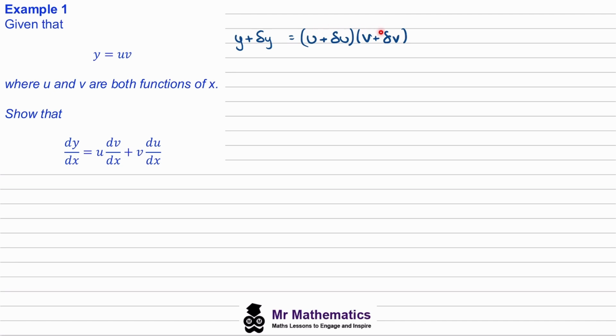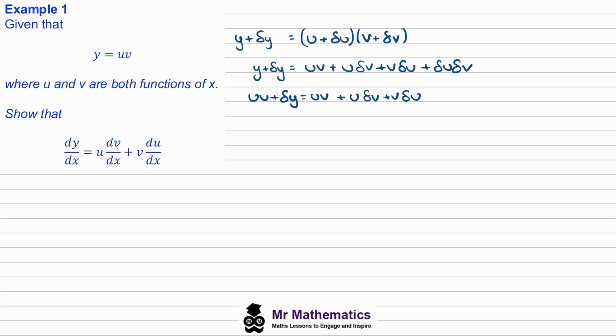Now we can expand out each of these brackets. So y plus delta y will be uv plus u delta v plus delta u times v, or v delta u, and delta u times delta v. We can replace this y with uv. So uv plus delta y will equal uv plus u delta v plus v delta u.